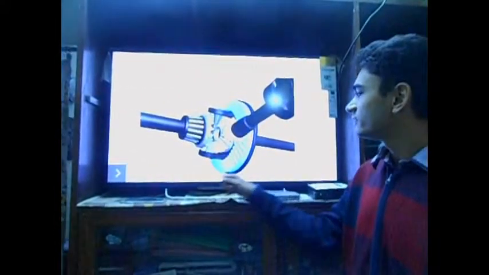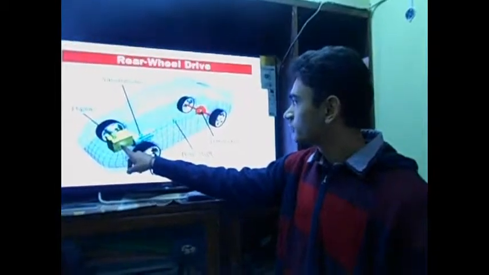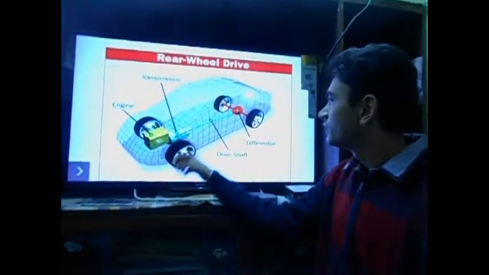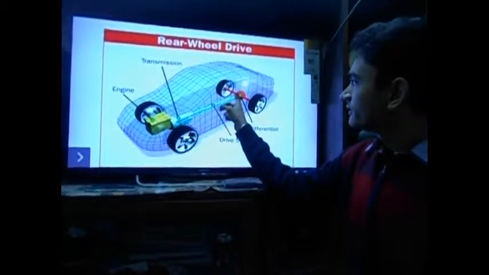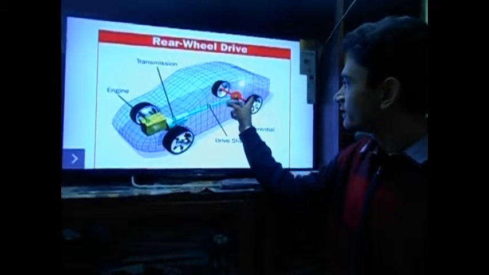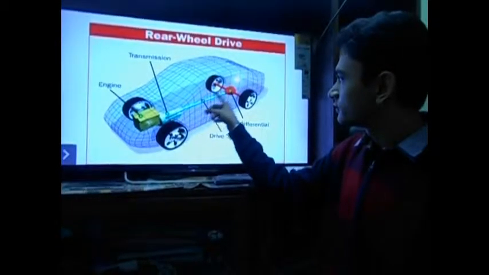A differential is a device used to transmit power from the engine of an automobile to the rear wheels. The main function of the differential is to transmit power to the rear wheels and split it between the left and the right rear wheel, and also to reduce the speed transmitted from the engine.